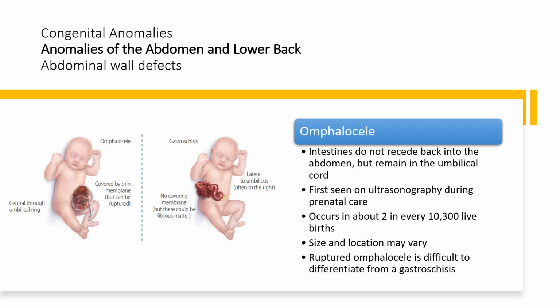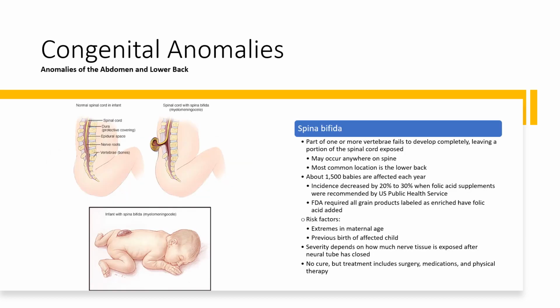Omphalocele. Intestines do not recede back into the abdomen but remain in the umbilical cord. First seen in ultrasonography during prenatal care, occurs in about 2 in every 10,300 live births. Size and location may vary. If the sac is ruptured, it's difficult to differentiate from gastroschisis.